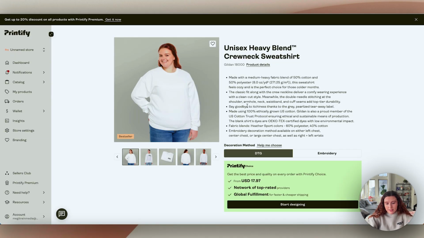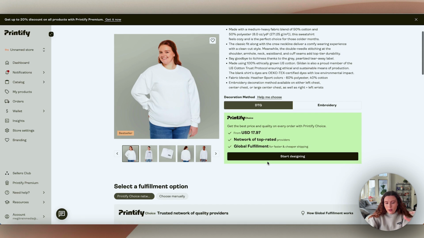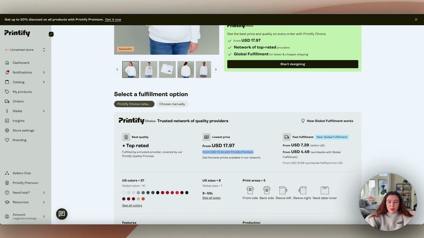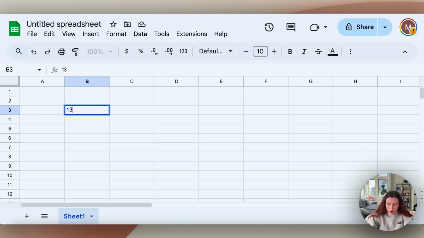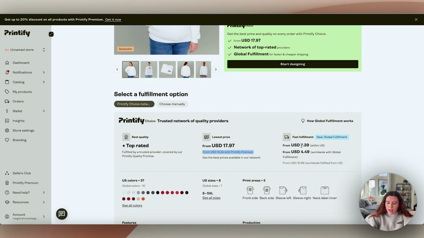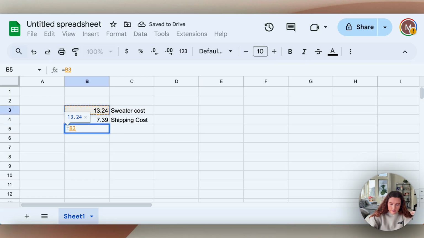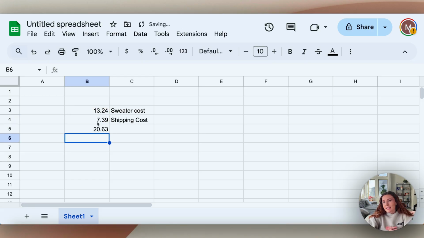On Printify, this is going to be a huge seller in the next couple of months, the Gildan 18000 crew neck. I'm going to mark down a couple of these profitability metrics so we can calculate this together. If we are shipping this product, it's going to cost about $13.24 for product cost if we have Printify Premium, which I would recommend you do going into the holiday season. And it's going to cost $7.39 to ship this in the US, which is where I do the majority of my sales. This is the sweater cost, and this is the shipping cost. So we take a look at those costs together. That is a grand total of $20.63 for us to ship this.